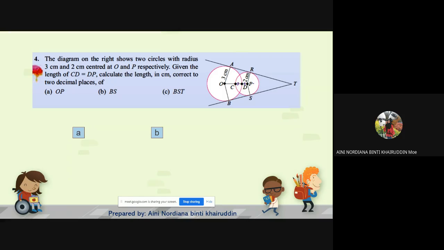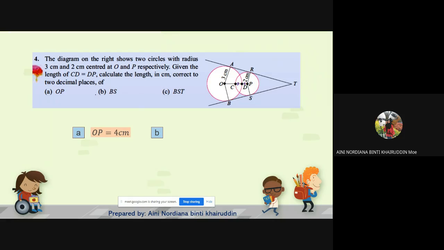Calculate the length in cm, correct to 2 decimal places, of OP. So we want to calculate the length of OP. So OP equals 4 cm. From O to D is 3 cm because OD is a radius. DP is 1 cm just now. So total 4 cm.